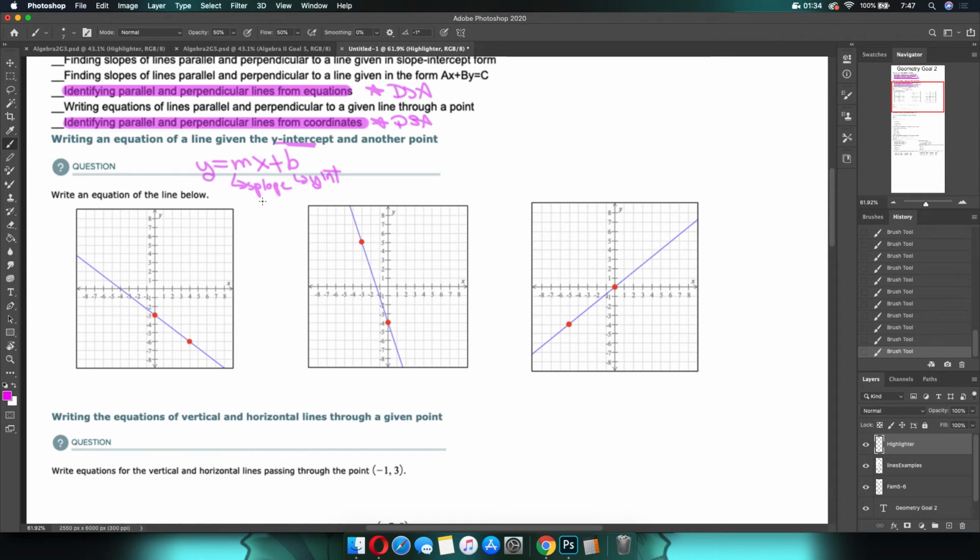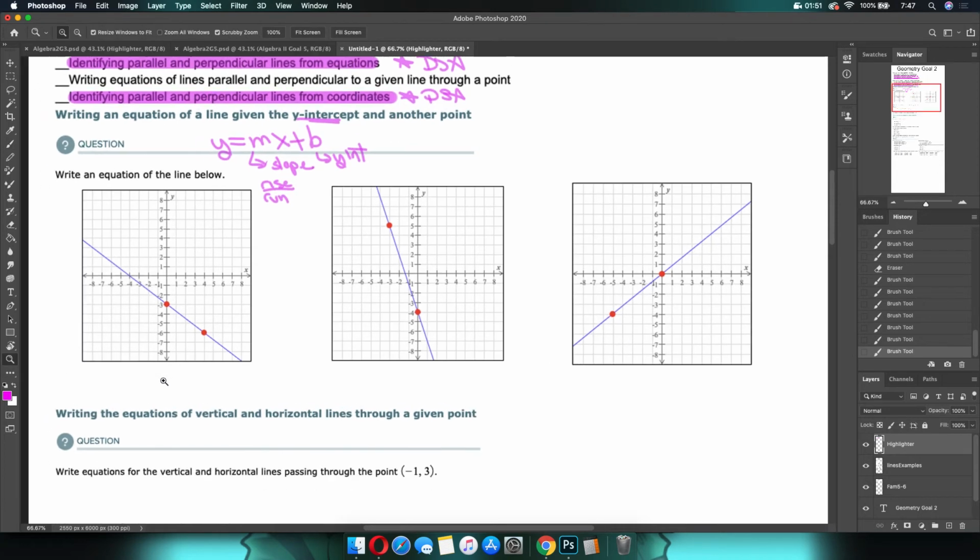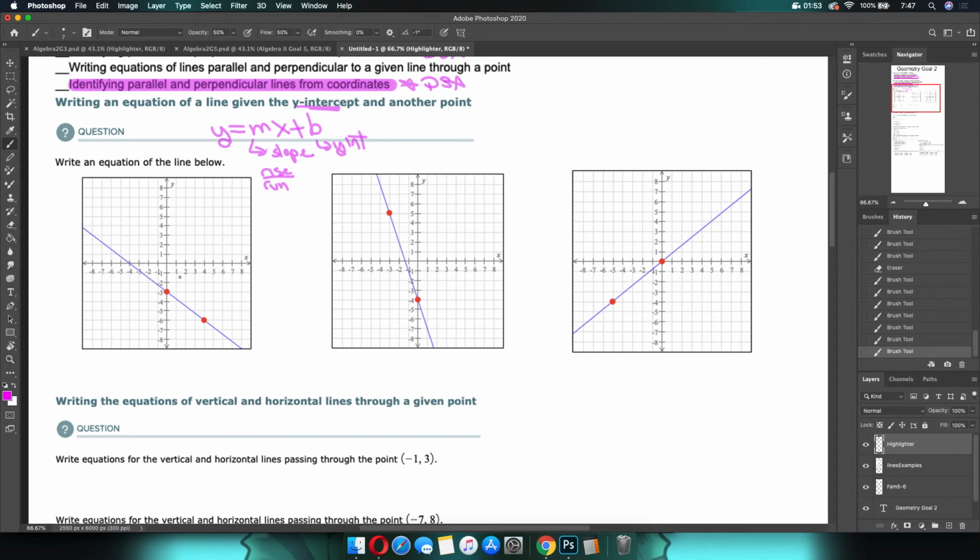Slope, if you recall, is rise over run. So if we zoom in a little bit and get a closer look, we can see here our first point, our y-intercept, is at -3. So it's y equals something x minus 3. All that's left now is we have to find out what that slope is, what's that blank empty spot?